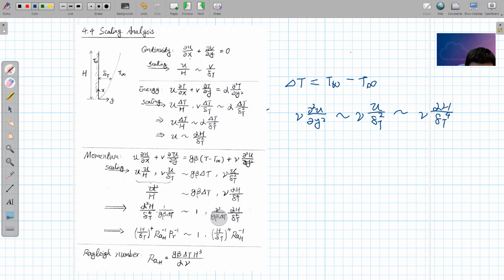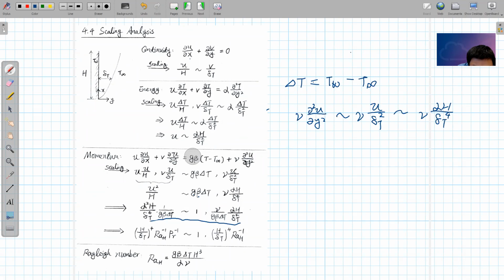Again, for this u square, we can also replace this u with this value here for the convective term. So the convective term can finally be written this way. And if we also divide by g beta delta t on both sides, we can write that in this term here.